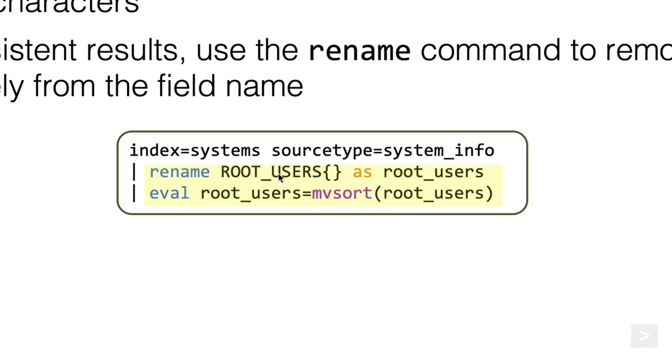The reason for that is because this field is named with curly braces at the very end, and those curly braces may return inconsistent results. So what we recommend is renaming root_users{} as root_users, excluding those curly braces, and then sorting the values of that multi-value field, passing in that new name as an argument to this mvsort function.